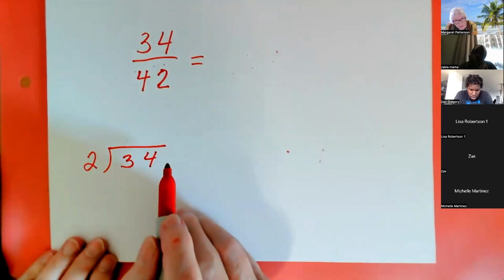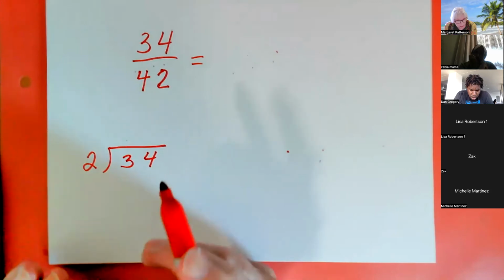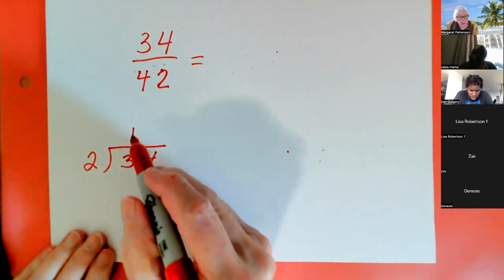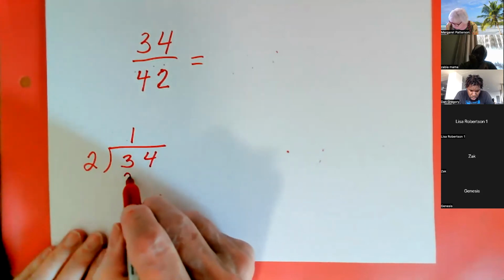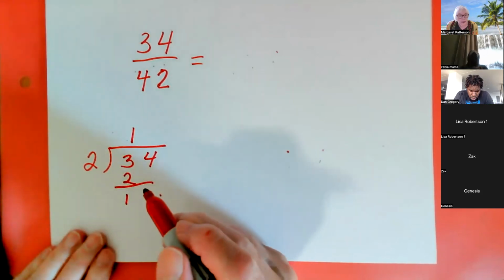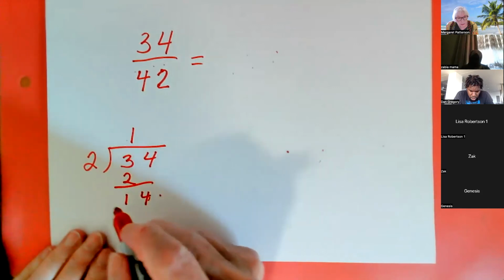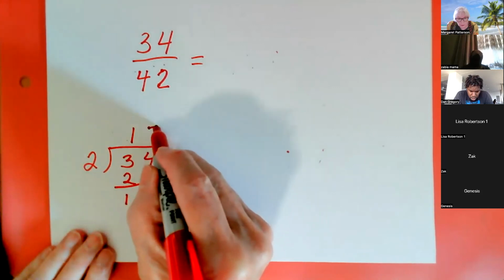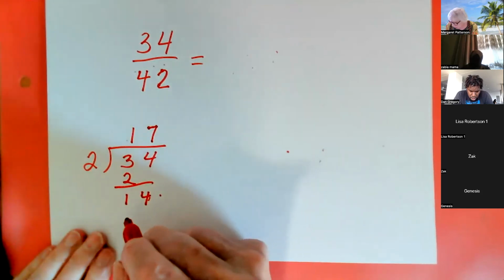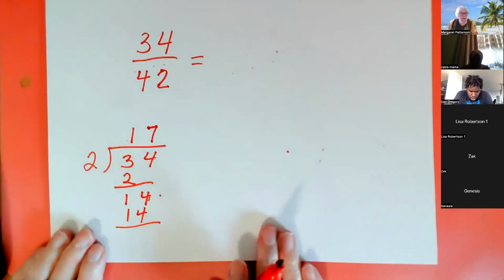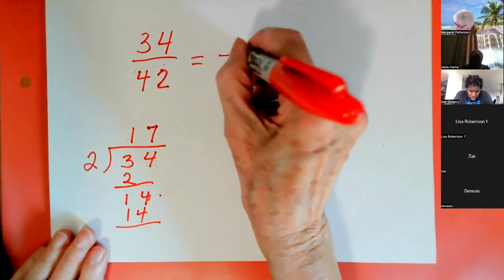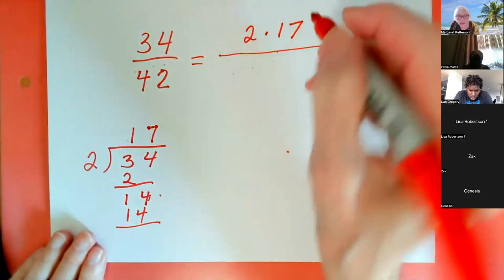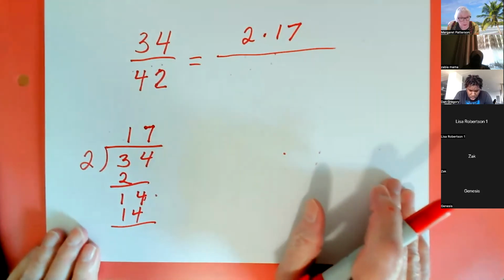So I'm doing this step on the side. You can maybe do it in your head. It's up to you. But 2 into 3 goes once. 1 times 2 is 2. 1 left over, bring the 4 down. 2 into 14 goes 7. Okay, so a couple people left. The class is not quite over. So 2 times 17. That's 34, isn't it?